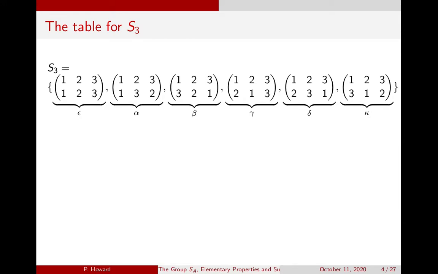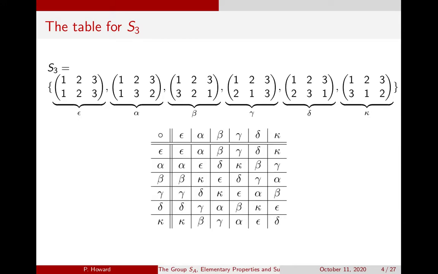And then I calculated the table. There are 36 possible products, so I simply calculated all 36 possible products, and the result was this table for the operation of composition on S3. Some of these were fairly easy. For example, the identity times the identity is the identity, and actually the identity or neutral element times any of alpha, beta, gamma, delta, or kappa will be, respectively, alpha, beta, gamma, delta, or kappa.